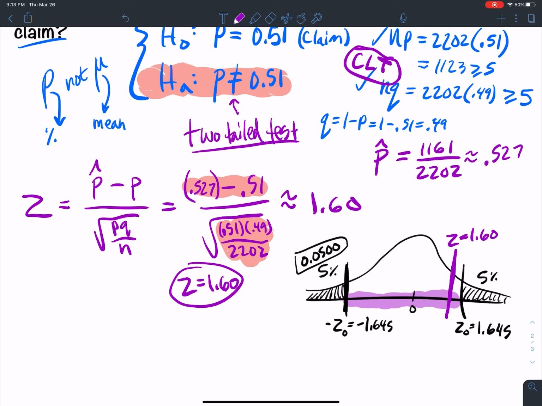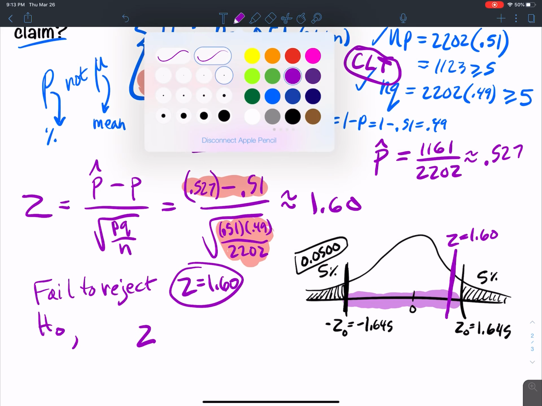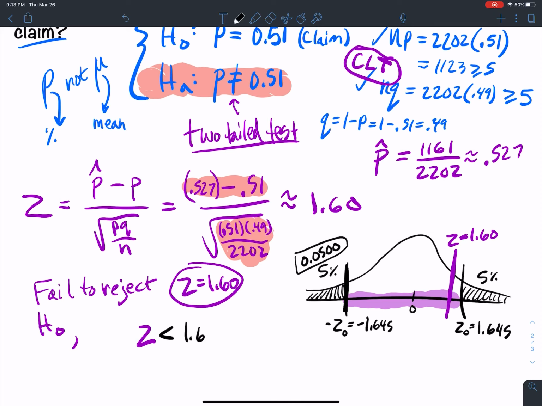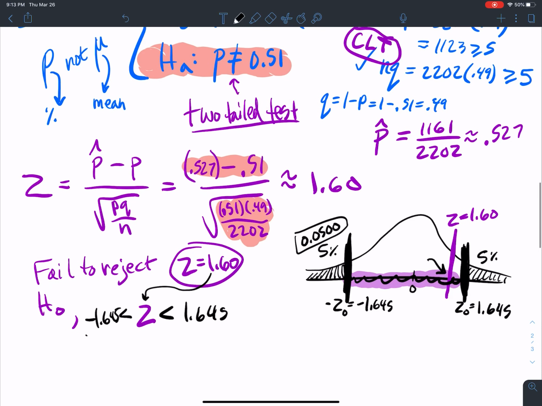So we fail to reject the H0. Why do we fail to reject the H0? The reasoning is because the z that we found is between 1.645 and negative 1.645. It's right there, between this value and this value. So you get 1 point for telling me why and 1 point for telling me fail to reject.